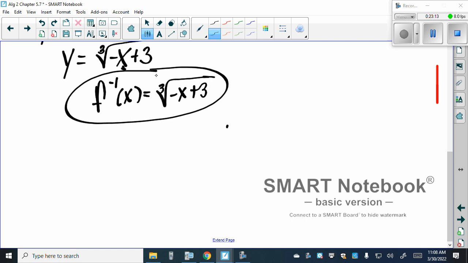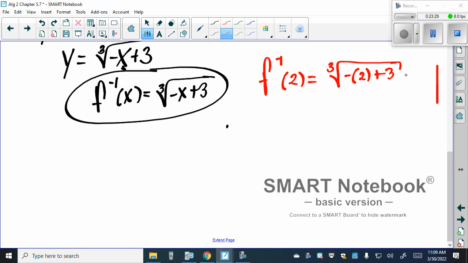Well, now we just need to evaluate this when x is 2. When the x value, the inverse is 2, so f inverse of 2 is equal to cube root of negative 2 plus 3. Hopefully for this one here, we don't need a calculator to solve this one, because the negative in front of those parentheses is just going to make that 2 go from positive to negative, yes? What's negative 2 plus 3? What's the cubed root of 1? 1. So inverse of 2 is 1.